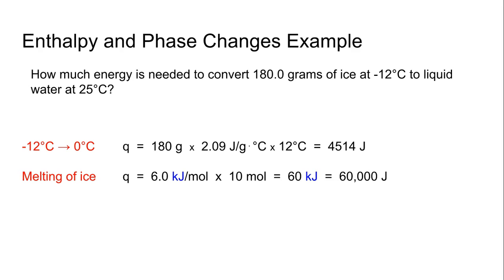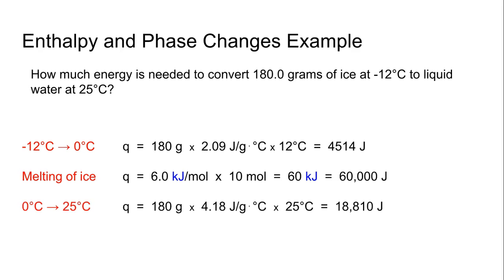I've gone ahead and converted that into joules, which is 60,000 joules. Now that all of our ice is melted, we can actually take the 0 degrees Celsius water and raise the temperature up to 25 degrees Celsius. Well, we're changing the temperature again, so we're going to use Q equals mC delta T. The Q is equal to 180 grams of water times the specific heat of water times the total change in temperature, which is 25 degrees Celsius. That'll give us 18,810 joules.